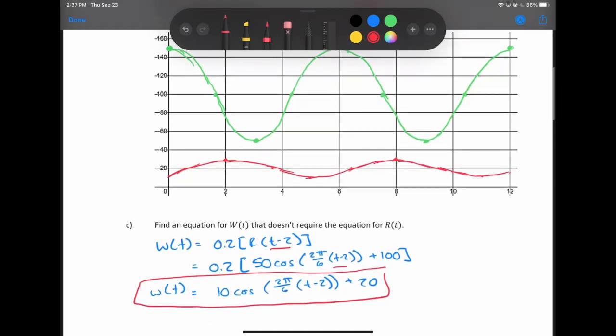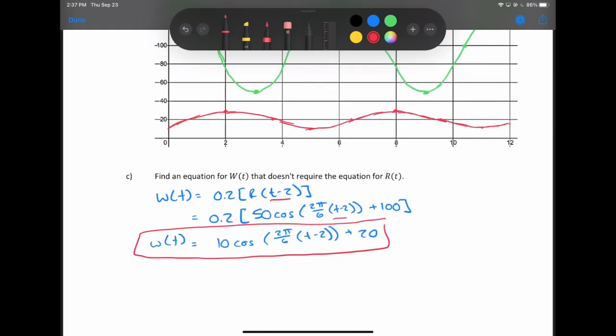Okay, so that wasn't too bad. We just plugged in r at t wherever we saw r at t in the function.